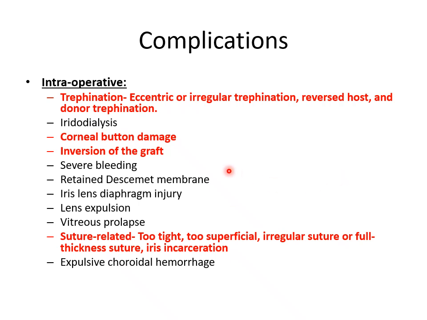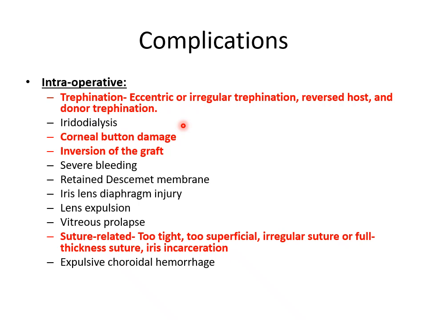So intraoperative complications. When you are making the donor button, when you're refining it, you might end up doing an eccentric or an irregular trephination. You might mistake the host button and confuse between the host and the corneal button. Then iridodialysis while doing the partial trephination of the recipient cornea. Corneal button damage when you are obtaining the button from the donor cornea. You have to handle the button very carefully. You have to avoid damaging it.